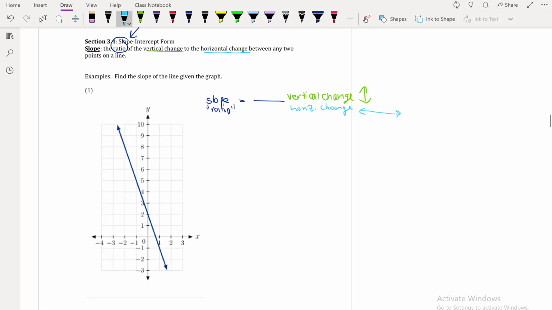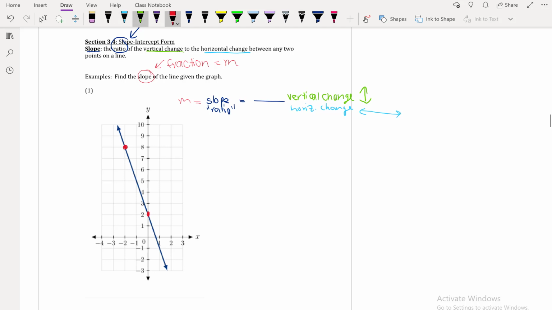So since we want to find the slope, we want to find the particular fraction that describes our slope, and we can compare it using two different points. I know that this is going to be my y-intercept, directly at those two black lines. I can think of the next corner of the boxes that the line hits as being here.